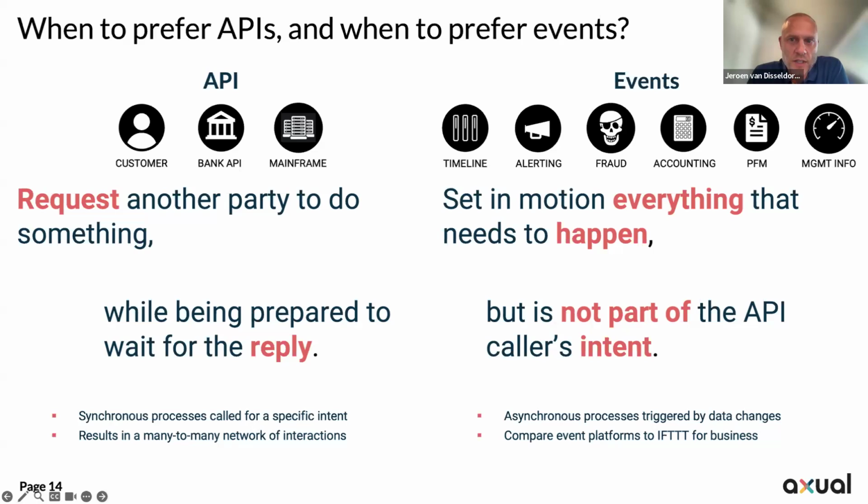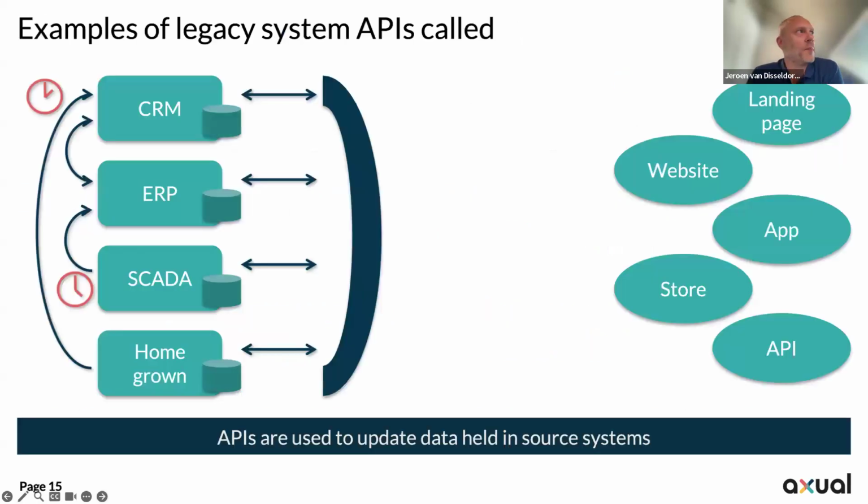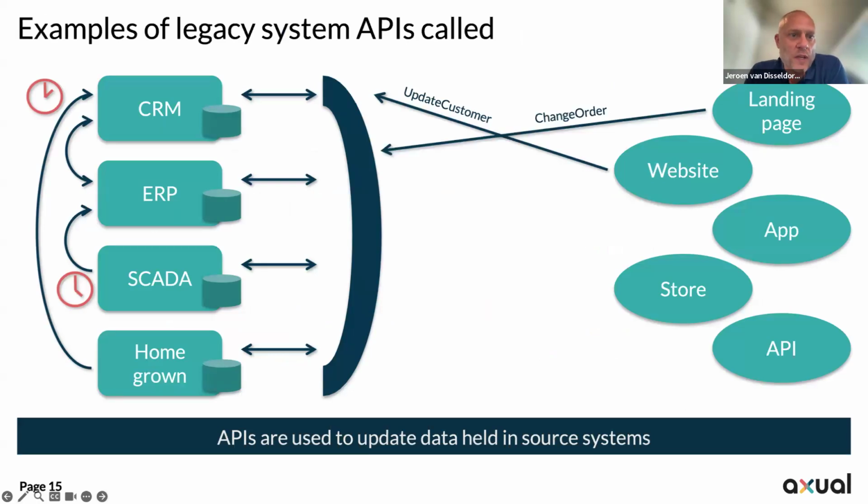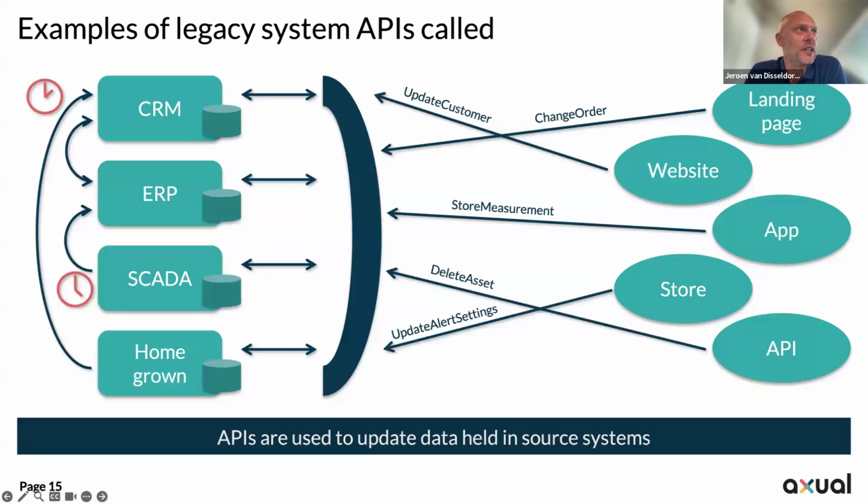So with this little sidestep, let's go back to our legacy systems. So how to apply this to our legacy systems? Well, in this case, APIs are really used to call the systems. So to command them to do something. So update customer, change order, or store measurement, delete an asset, or update alert settings.